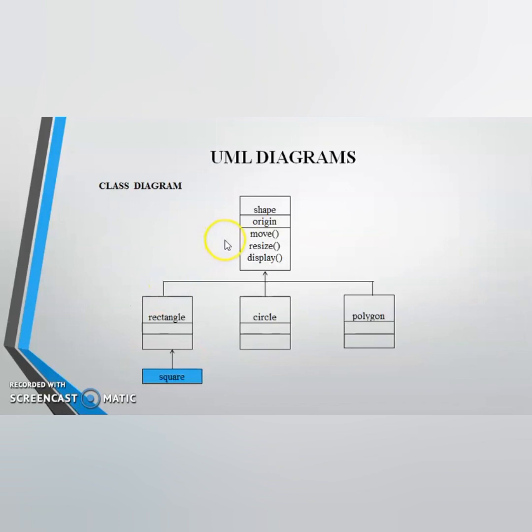This is a simple class diagram. Already we know a class contains class name, attributes and operations. The class name here is Shape and the attribute is origin and the various operations are move, resize, display. And this is a parent class or base class. And the different shapes are rectangle, circle, polygon. These child classes are inherited from the parent. Actually, the parent class is inherited by the child class. And from rectangle, square can be formed. And this arrow represents the generalization symbol.